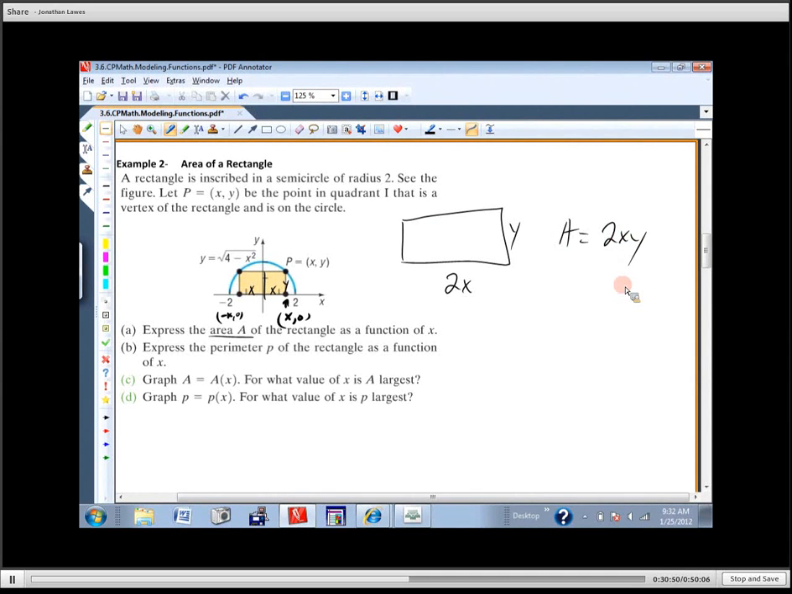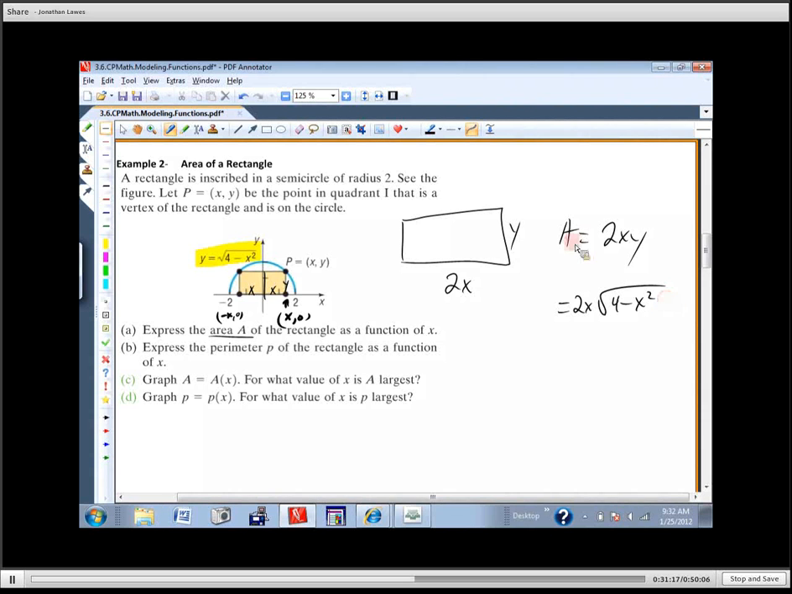Now we're a little more sophisticated than that, so we look at this and say, there's something I don't like about this. I don't like working with two variables. I want to have just an x. In this problem, this is the key: it says what y equals. What does y equal? Square root of 4 minus x squared. So I can write 2x, and in place of the y, I'm going to write the square root of 4 minus x squared.